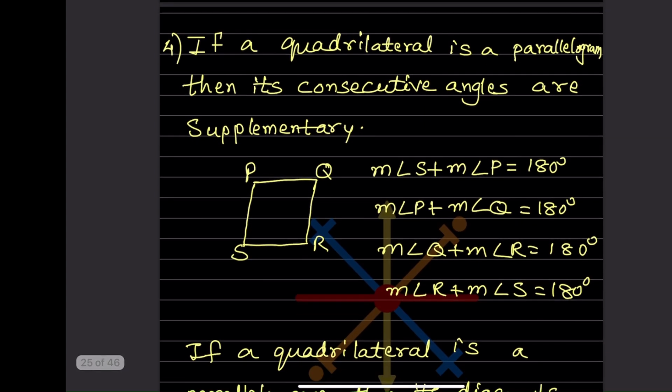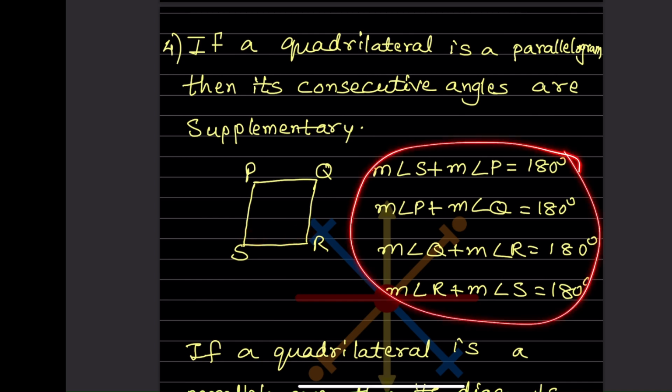If a quadrilateral is a parallelogram, then its consecutive angles are supplementary. You know supplementary means it should be 180. Consecutive angles means, here this is S and this is P, so these both are consecutive. This should be 180. Or if we take P and Q, that will be 180. If we take Q and R, that should be 180. If we take R and S, this should be 180. When you add these both, it should be 180. This is what is written over here.